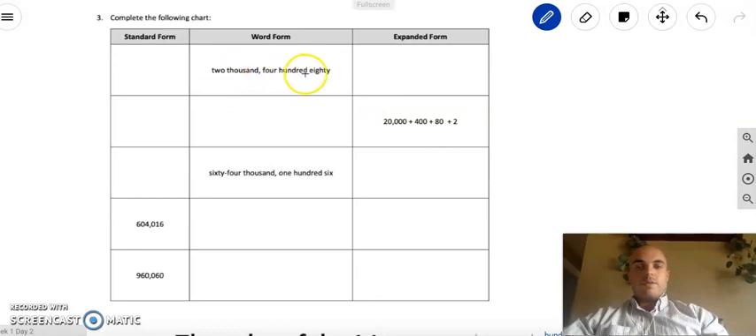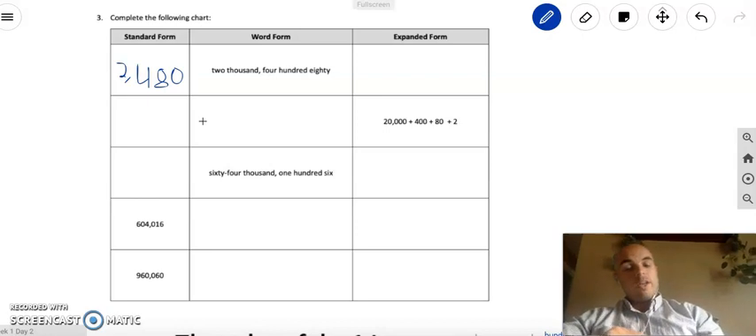I have 2,480. Say it again out loud to myself. 2,480. Just like that, and now I can go to expanded form. I prefer to always get the standard form done first if possible because it really creates a solid starting point to finishing the rest of what you need to fill in.